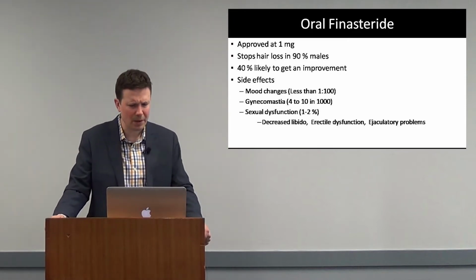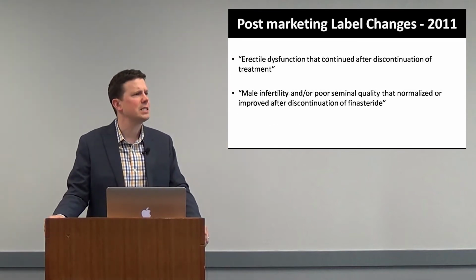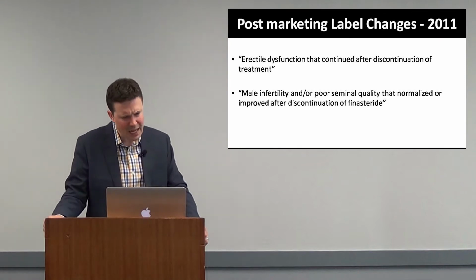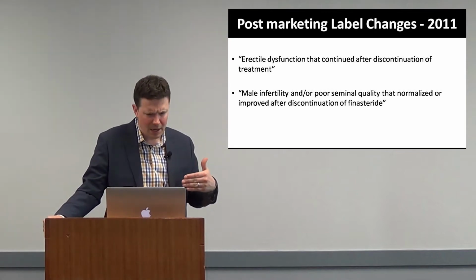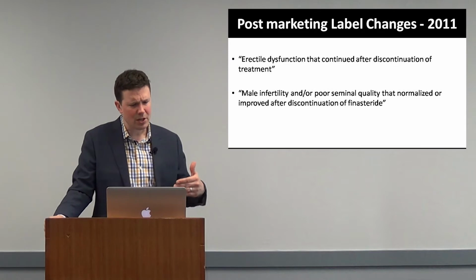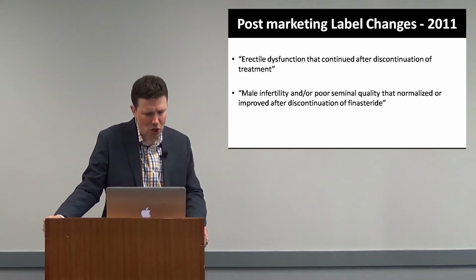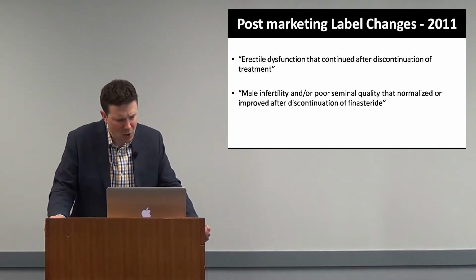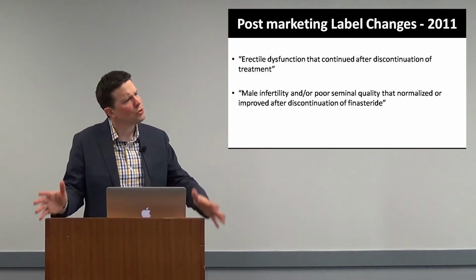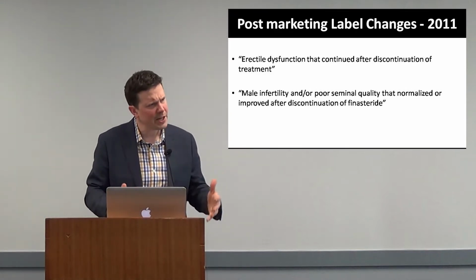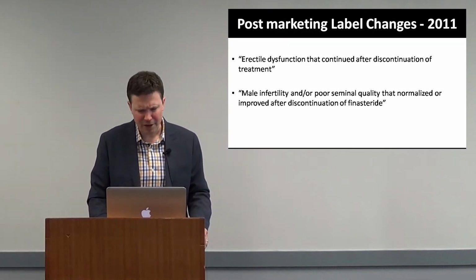It's important to remember that finasteride has undergone several post-marketing label changes since its FDA approval in 1997. And in 2011, the label changes included the indication that finasteride can cause persistent erectile dysfunction that continues in some men after the medication is stopped, and also male infertility or poor semen quality that did seem to improve after the medication was stopped. So it's very important to know about these and to advise your patients about the possibility of persisting dysfunction as well as the possibility of infertility.